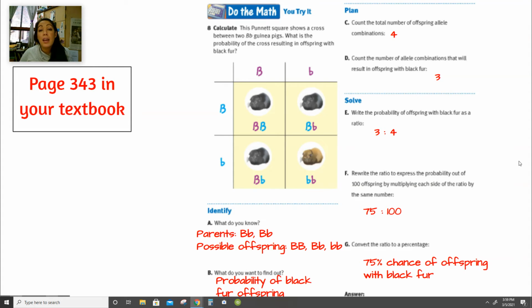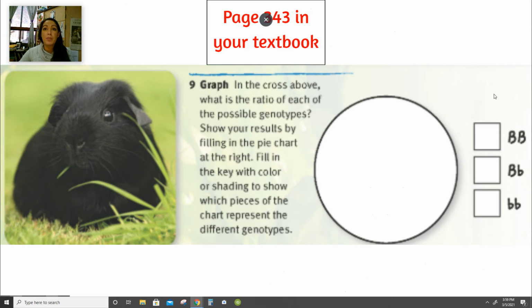So that would be a 75% chance. Those are all just different ways that you could write that ratio. So then using that same cross, it says in the cross above, what's the ratio of each of the possible genotypes? Show your results by filling in the pie chart at the right.